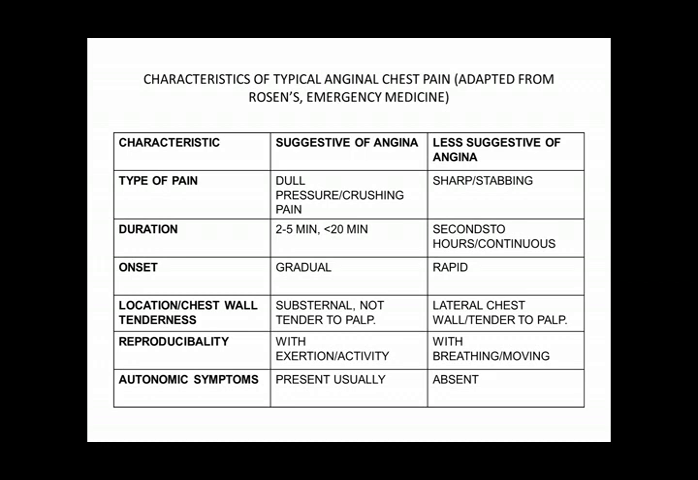The pain with ischemia can be accentuated with exertion and activity. But in non-ischemic pain, only turning the body to one side, bending, coughing, breathing, or moving will cause more pain. Autonomic symptoms like nausea, vomiting, diaphoresis, palpitation, etc. are present in ischemic type of pain, but they are absent in non-ischemic pain.